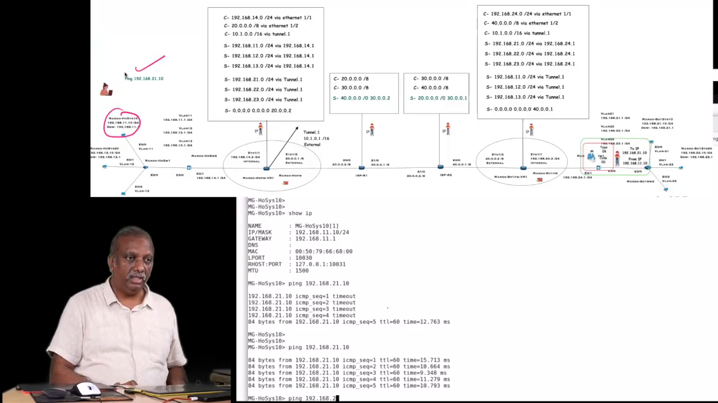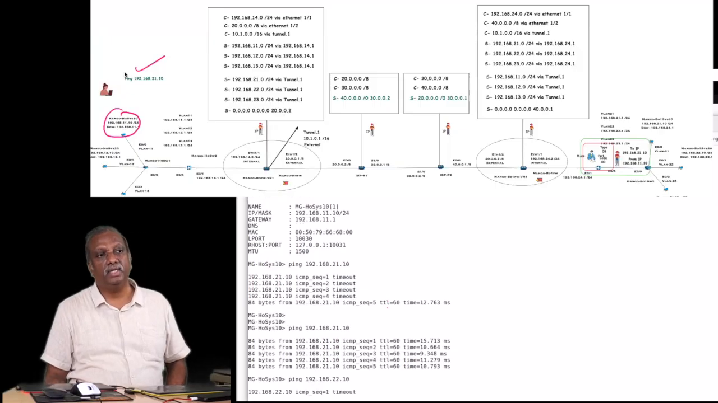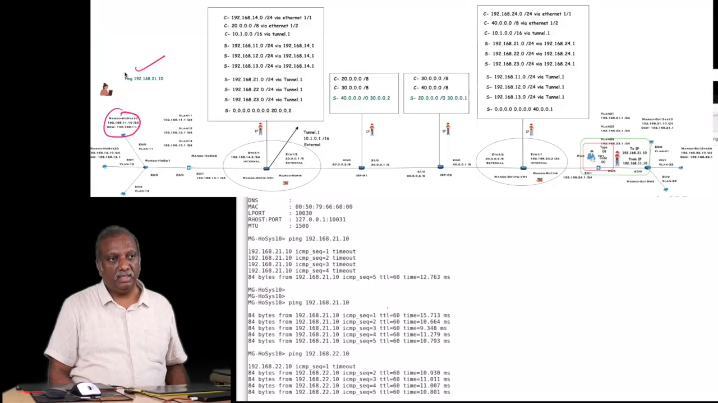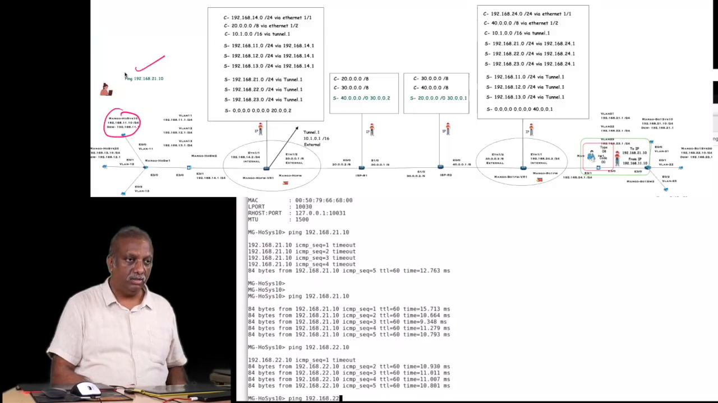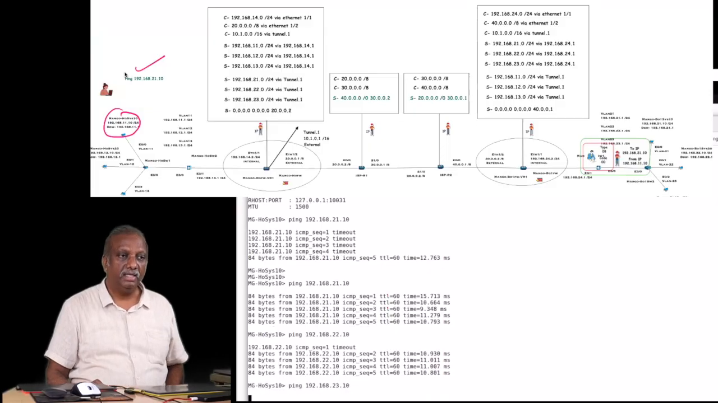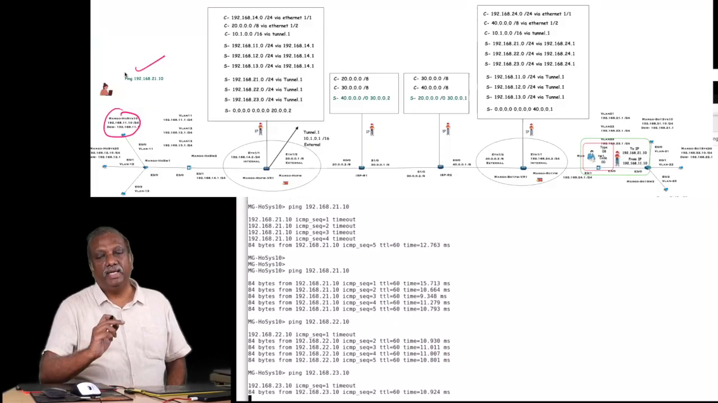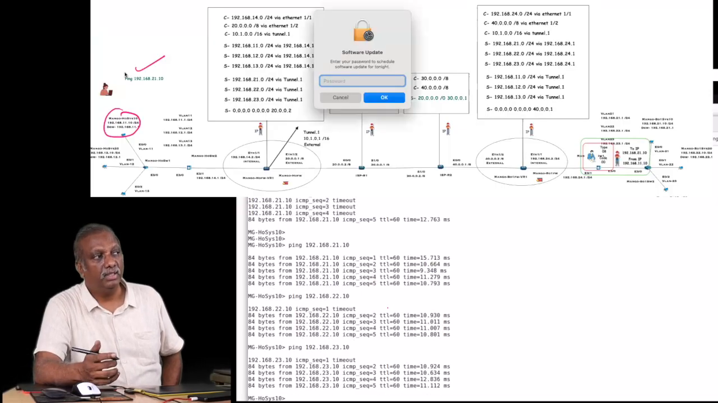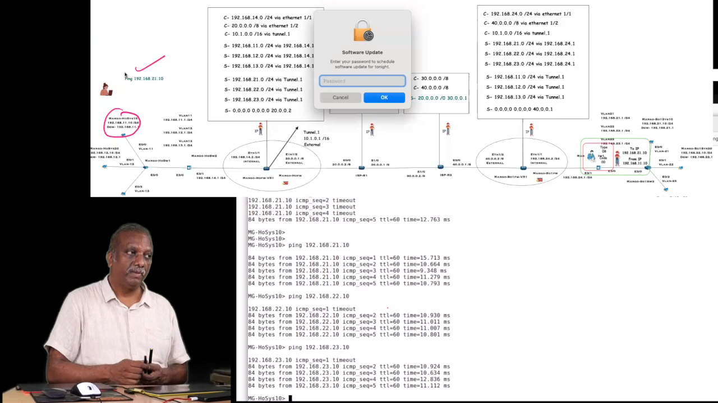Again, I say ping 22.10. Also, I should get the reply. Even if I say ping 23.10, also I should get the reply, right? So 23.10 also I get the reply. So from the head office, I'm able to ping all the systems in the branch office, 21, 22, 23.